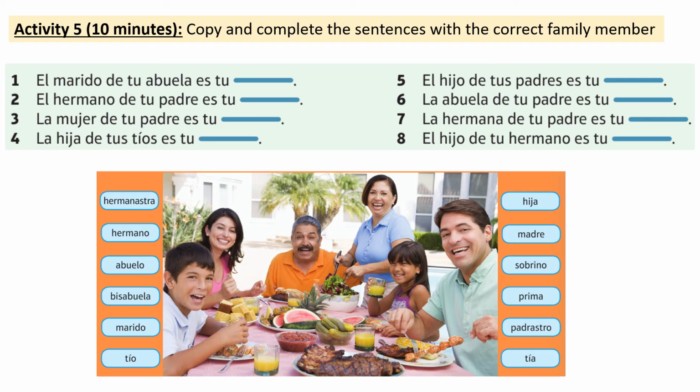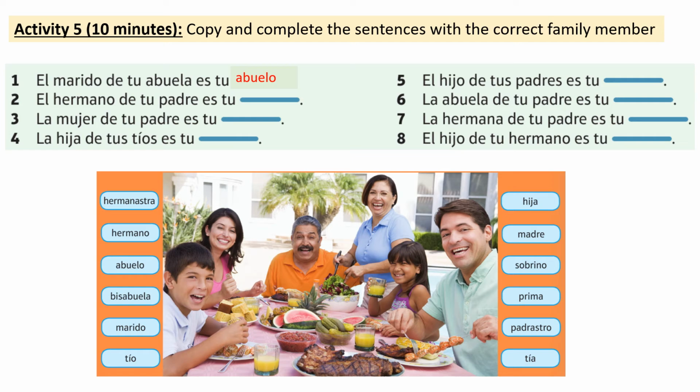Okay, so number 1 says, el marido de tu abuela es tu... So we need to figure out what's going on here. El marido is the husband. So the husband of your abuela, which is your grandmother. So the husband of your grandmother is your abuelo, your grandfather. So all you do is just fill in the end of the sentence with the correct family member.